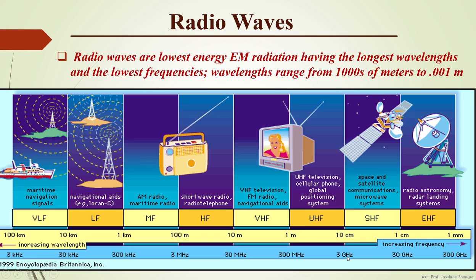And the frequencies from 3 gigahertz to 30 gigahertz are called super high frequencies, or the short waves. These waves are used for space and satellite communication and microwave systems. Then there are the extra high frequencies from 30 gigahertz to 300 gigahertz, used for radio astronomy, radar, and landing systems, with wavelengths from 1 centimeter to 1 mm.